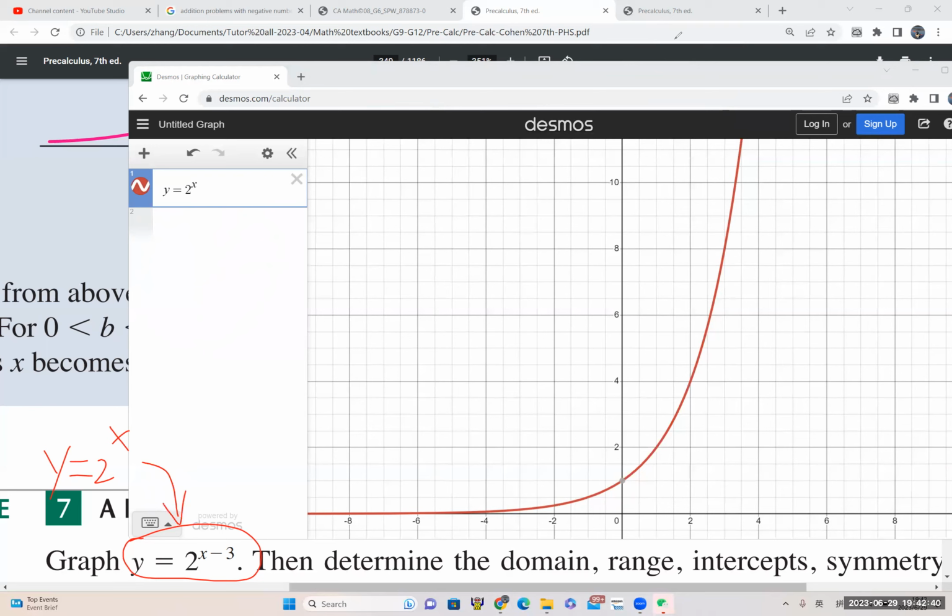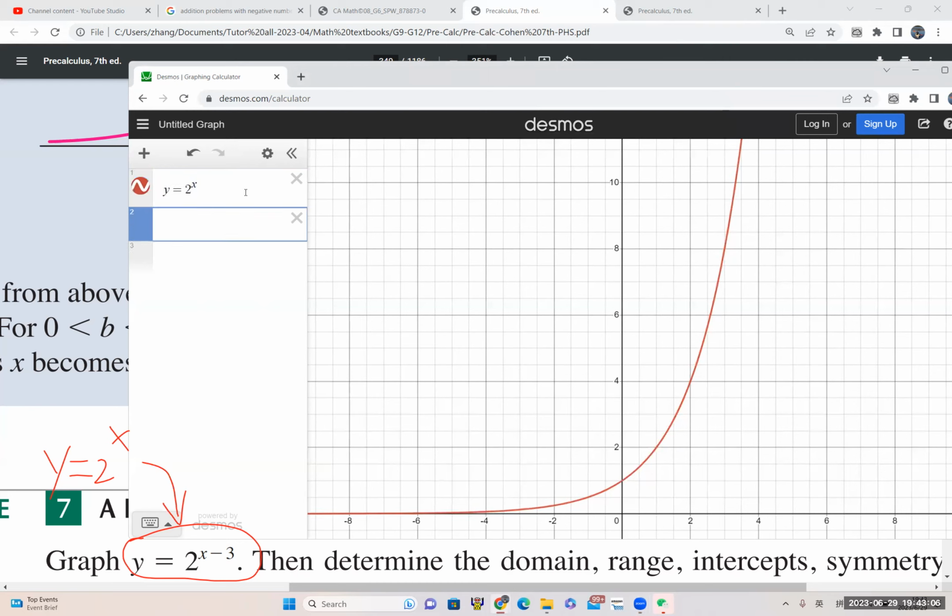So what kind of transformation do you want to do? Transforming horizontally to the right. How many units? For 3 units. So you just mean move right 3 units. Yeah, let's see if this is true. Yeah, I think so.